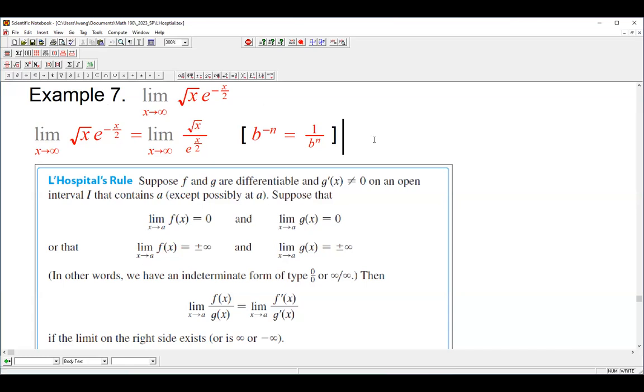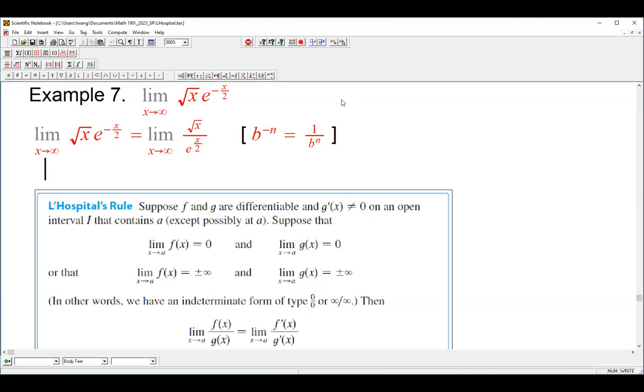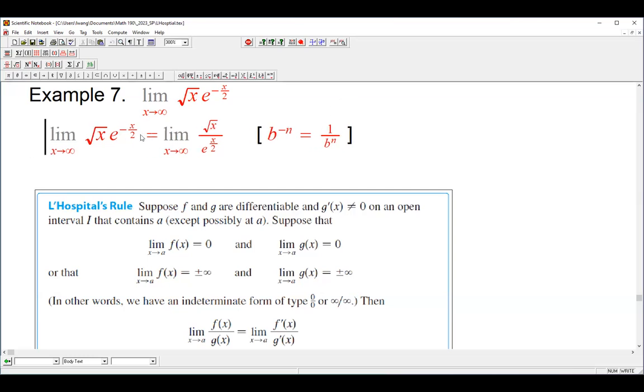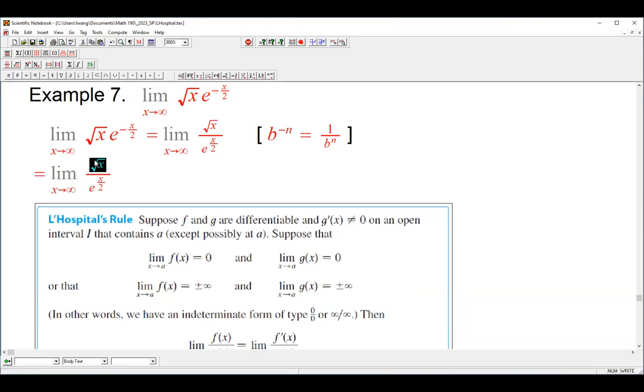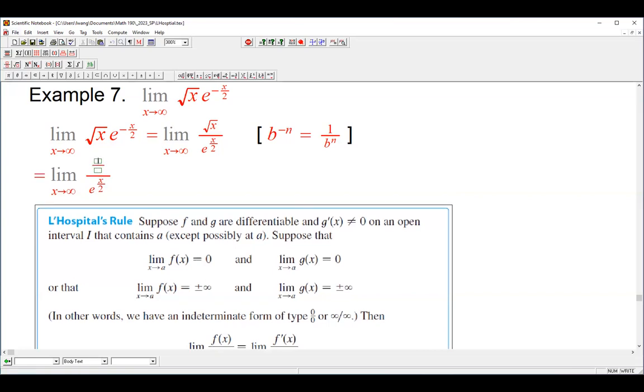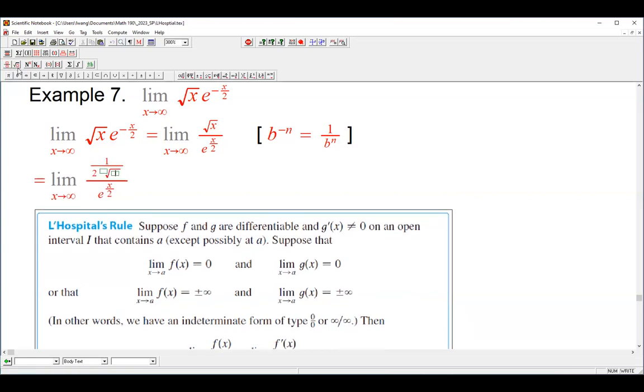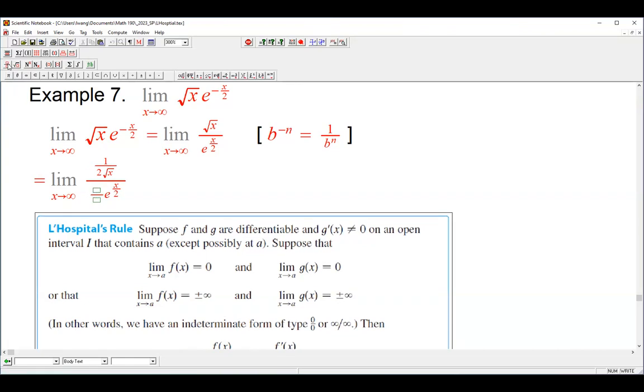When x is approaching infinity, numerator approaching infinity, denominator is approaching infinity, so we can apply L'Hopital rule. The derivative of square root of x is 1 over 2 times the square root of x. The derivative of e to the power x over 2 is going to be e to the power x over 2 multiplied by the derivative of x over 2, which is 1 over 2. Right, so there's a half on the top, 1 over 2. There's a half in the bottom.